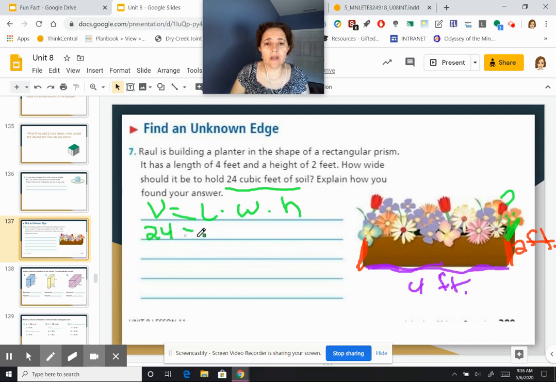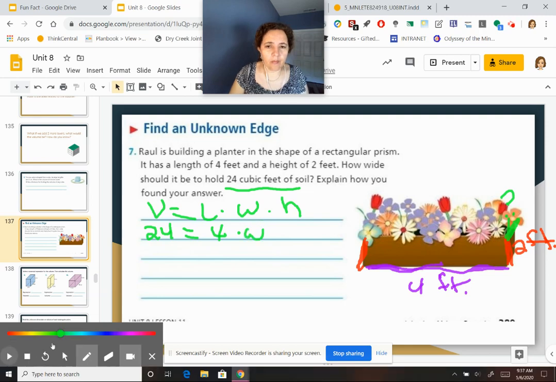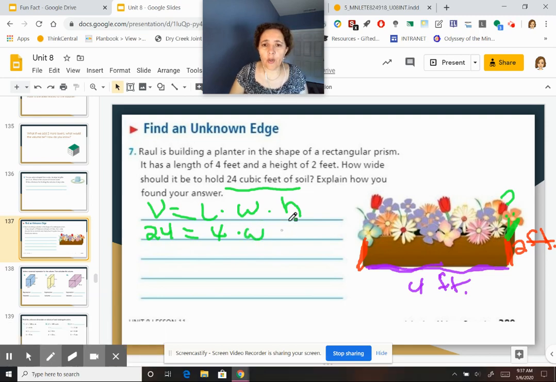Do I know the length? Yes, they told me my length was 4. So I know my length is 4. Do I know my width? No, that's my unknown. So I'm going to put a question mark there, or let's put a W instead. And do I know my height? Yes, they told me my height is 2 feet.